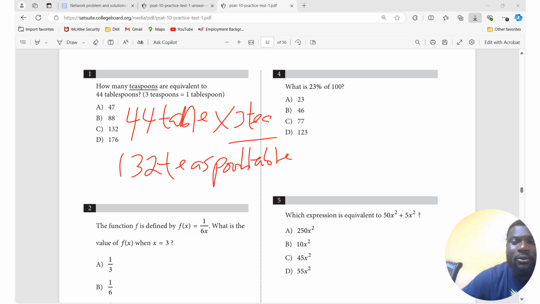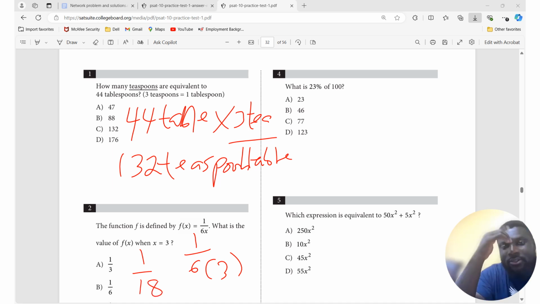So what do we do here? All we have to do is to substitute into where we see x. So x is 3. So now we're going to have 1 all over 6 times 3, so x is 3. So just multiply. 6 times 3 will give us 1 all over 18. So 1 over 18 is the answer to this question.